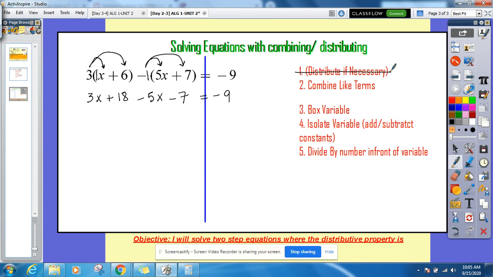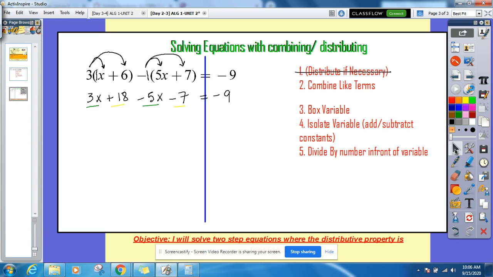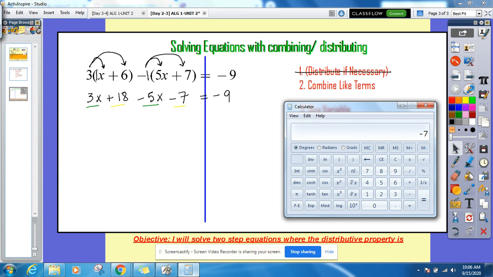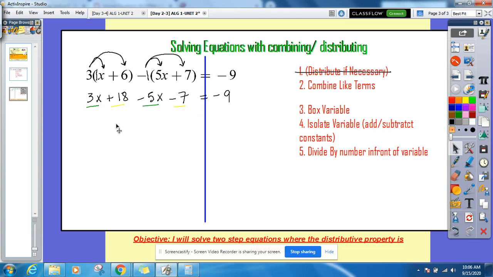Next, we want to combine like terms. So like we learned, I'm going to get out my little highlighters, and I'm going to highlight all my variables one color. I'm going to highlight all my constants another color, right? And when I say combine, I mean add. So I'm going to add my variables together. Let's see, we have 3 plus a negative 5. That gives me negative 2. So that tells me I have negative 2 x's here.